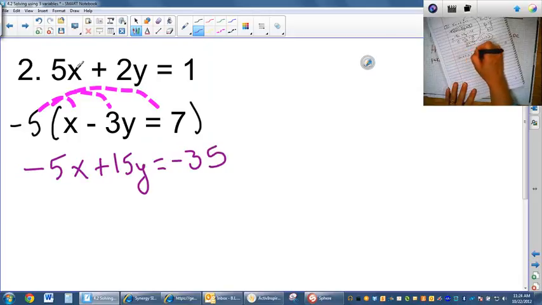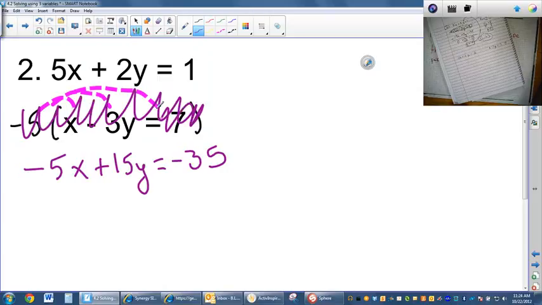Because I'm going to get rid of the x's here. And so I need a positive 5x and a negative 5x. So to use elimination, you have to have a negative and a positive, because you need one of the variables to drop out. So I like to cross off whatever I modify so I don't get confused.